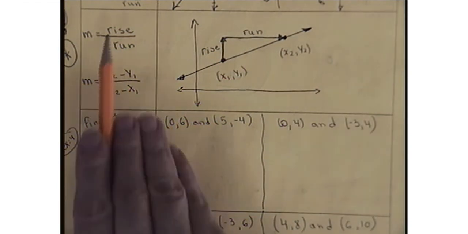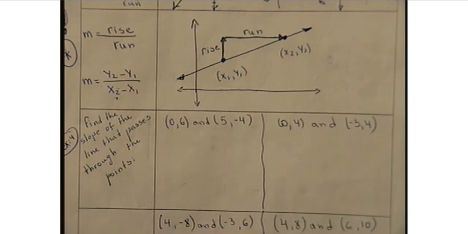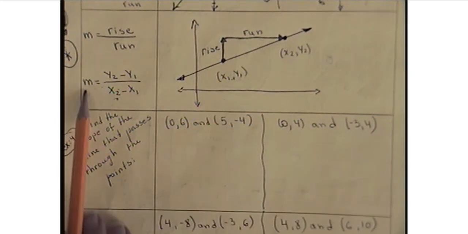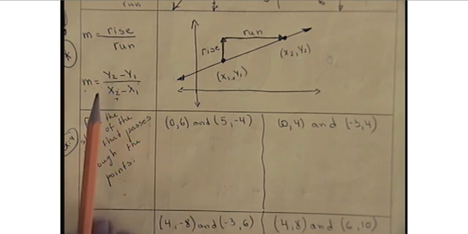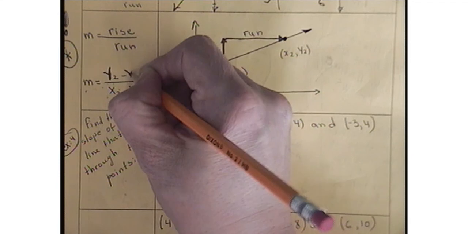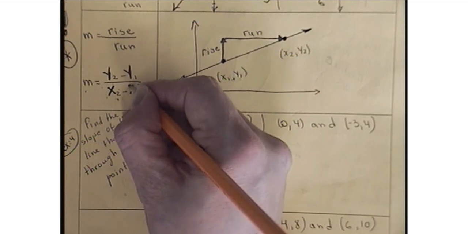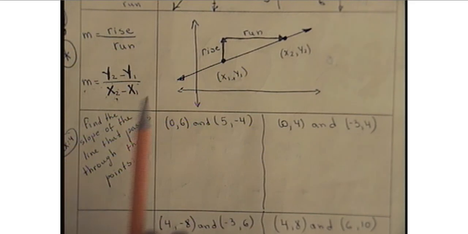Now from this formula we jump to this one, where we can use the coordinates of the points to solve for the slope without using the graph. The slope formula says y2 minus y1 over x2 minus x1. So again, y2 minus y1 over x2 minus x1. And all those y1, y2, x1, x2 are the coordinates of actual points.